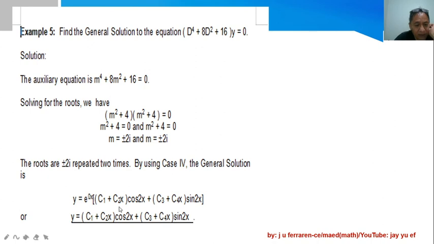So, C1 plus C2 x, cosine 2x. Then, you have another 2 constants, following the same rule. Okay? So, that's how you solve it. So, just repeat it. This indicates repetition twice. Okay? Then, since it is involving cosine and sine, the arbitrary constants are also being repeated or duplicated.